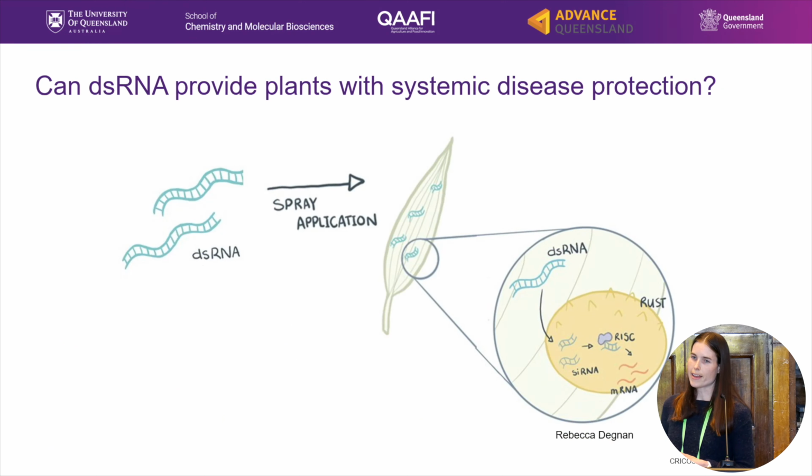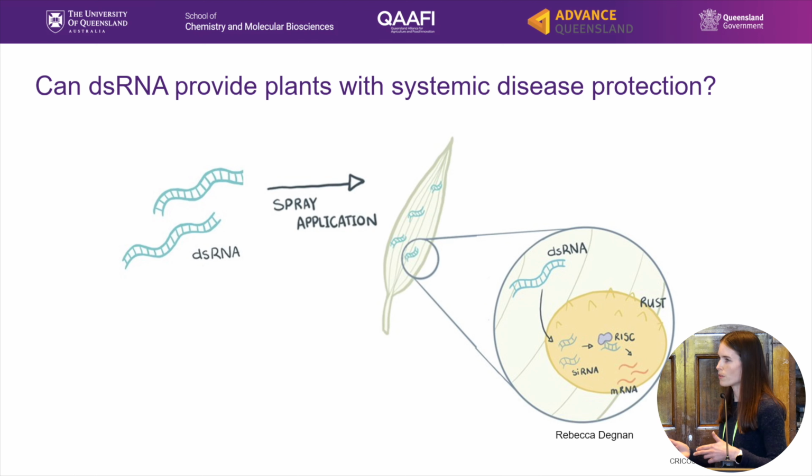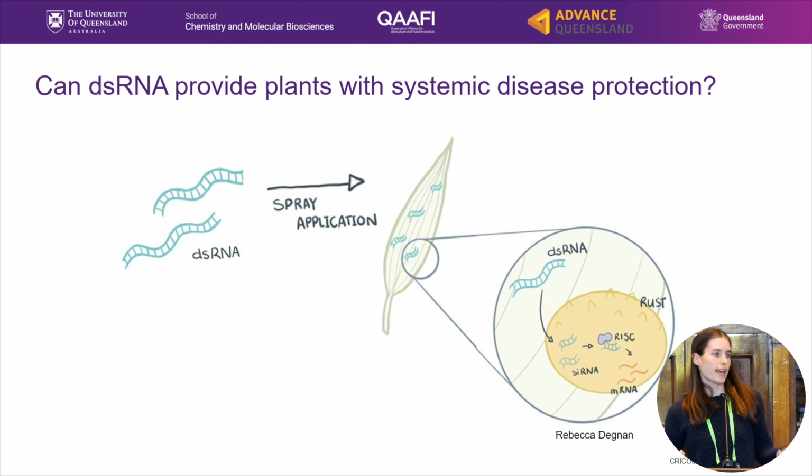What we're now interested in looking at is whether our double-stranded RNA can provide more systemic protection. In our initial work, we were just co-applying double-stranded RNA with the fungal spores, or applying RNA onto leaves and then inoculating those same leaves with the pathogen. So we wanted to see whether, first of all, the plants would take up double-stranded RNA, and once the RNA was in the plants, whether it would move to other parts of the plant and protect different leaves.